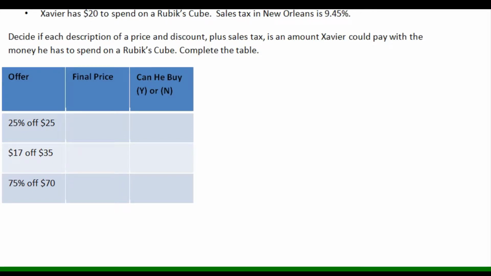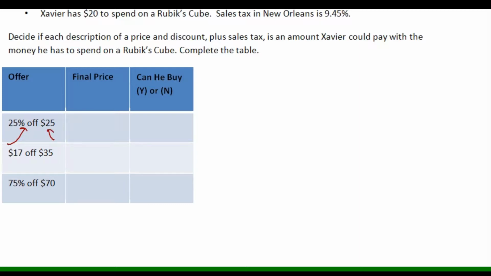Xavier has $20 to spend on a Rubik's Cube. Sales tax in New Orleans is 9.4500%. Decide if each description of a price and discount plus sales tax is an amount Xavier could pay with the money he has to spend on a Rubik's Cube. Complete the table. For offer 1, we have 25% off, $25.